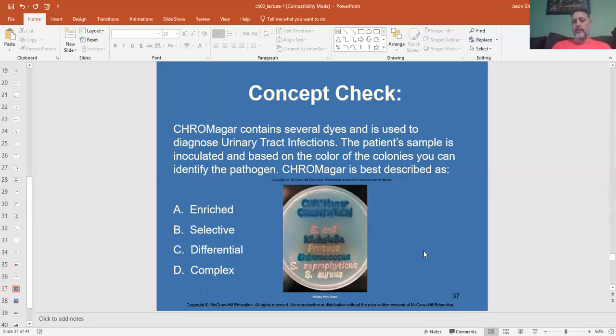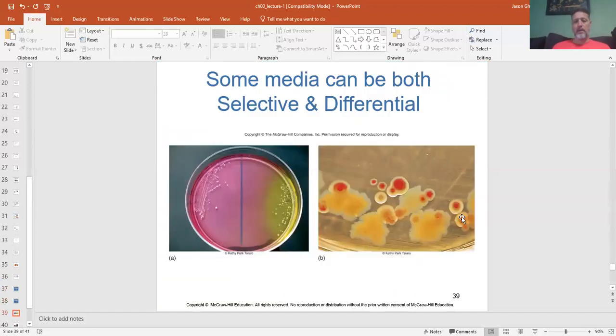This case here is going to be the chromagar. It's showing you the different species grow with a different color. Since you're seeing a visual difference in them, this one is a differential medium. So chromagar is a differential.